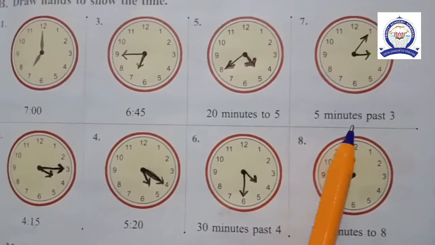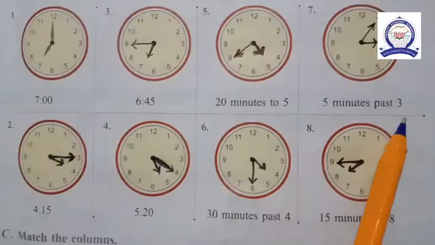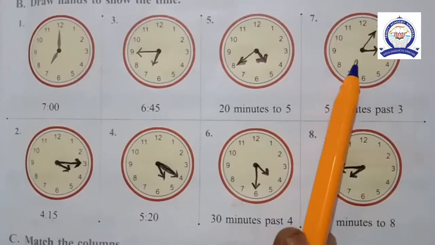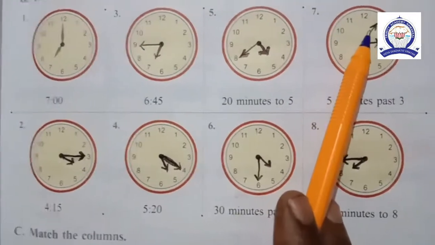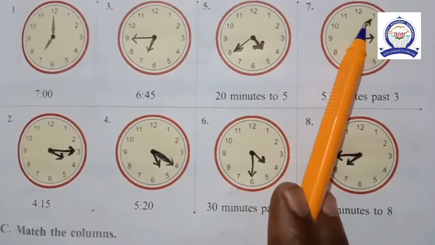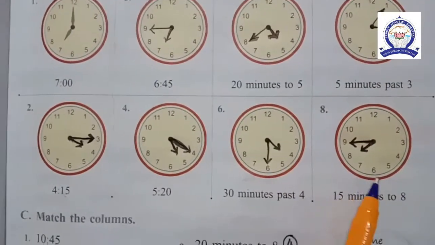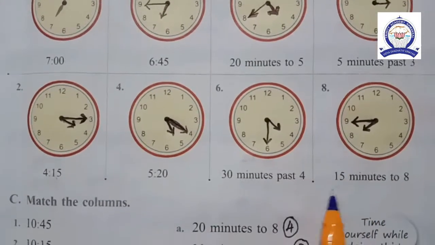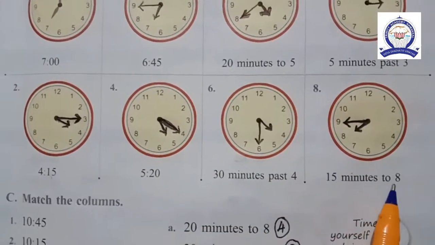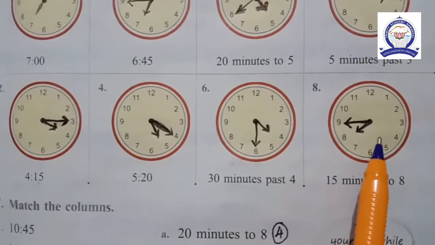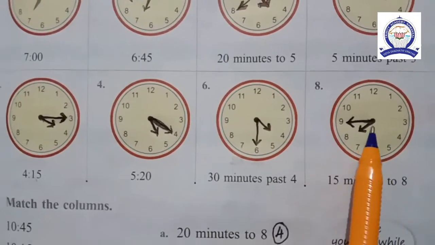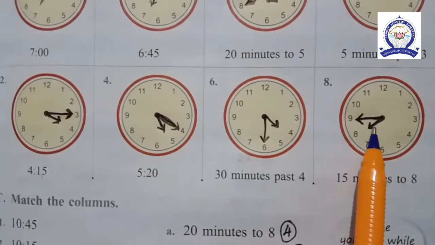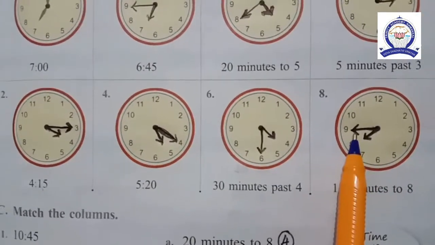Next, 5 minutes past 3. The small hand is in the number 3. Big hand is in the number 1. 1 5 is 5. See the last sum, children. 15 minutes to 8. So the time is 7:45. You draw the small hand in 7. Big hand is in 9.